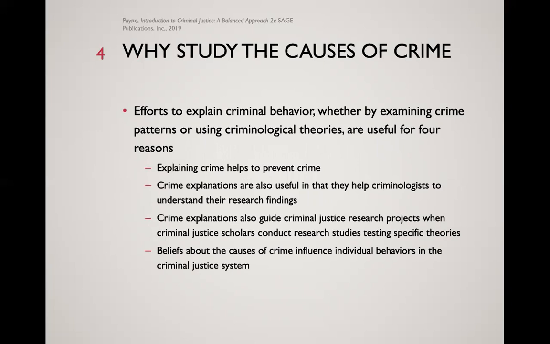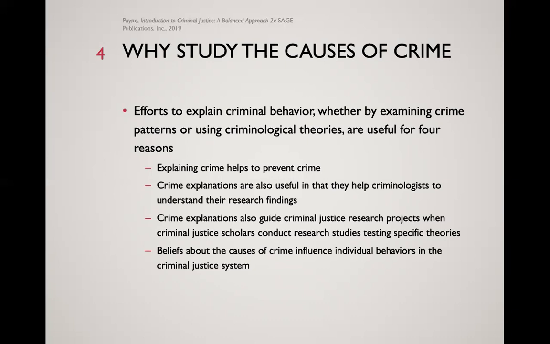Efforts to explain criminal behavior, whether by explaining crime patterns or using criminological theories, are useful for a reason. Explaining crime helps to prevent crime. If you know how to explain how crime happens, then we can cut out the middleman and take away whatever opportunity structure or negative sociological aspect is causing crime. We can take that away or improve it, and hopefully we can stop crime that way.